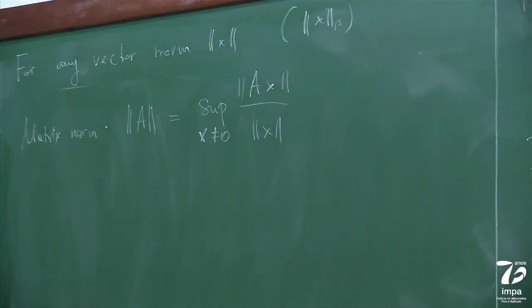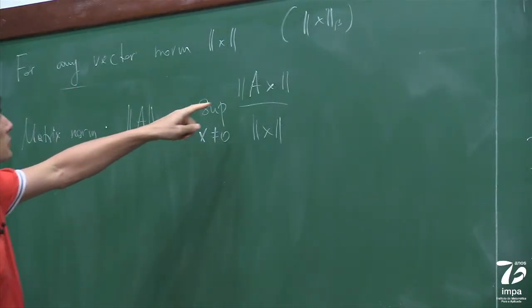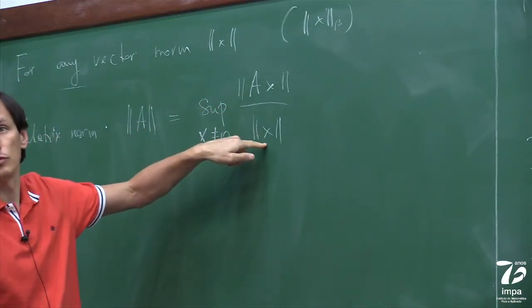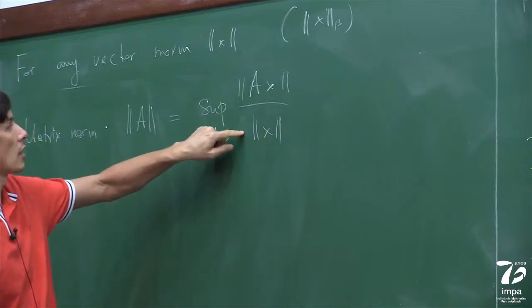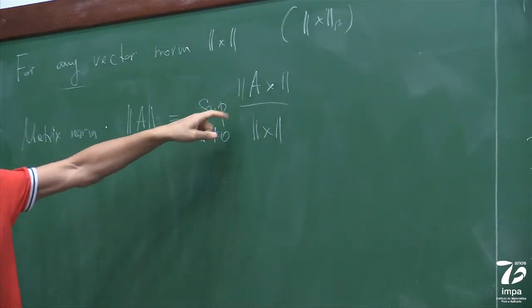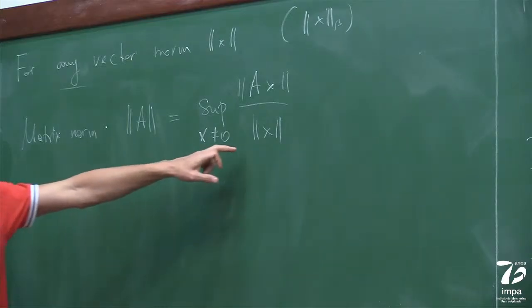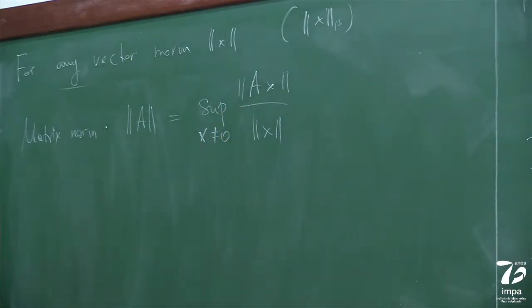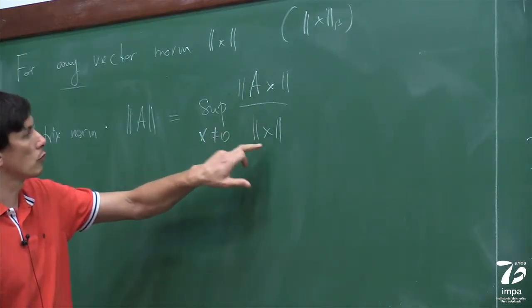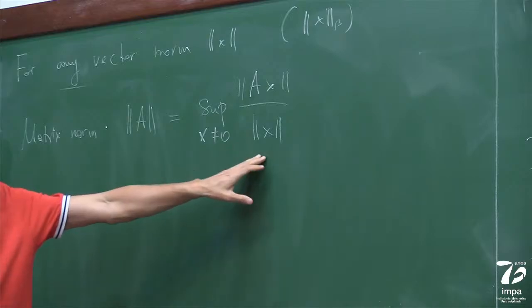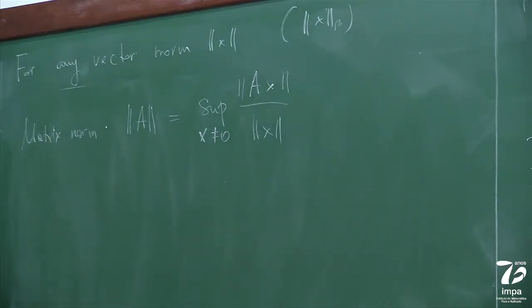So what is it? It's the norm of the action of the matrix on a vector, divided by the norm of the vector. So in a sense, what is the maximum amplification of any non-zero vector by the matrix? It's a norm, and of course it will depend on what norm you choose for the vector. Whatever norm you choose for the vector, you get a corresponding norm for the matrix.